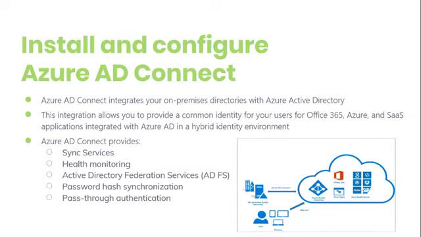Azure AD Connect will integrate your on-premises directory with Azure Active Directory. This allows you to provide a common identity for your users for O365, Azure, and SaaS, software as a service, applications integrated with Azure AD in a hybrid identity environment. Microsoft Azure Active Directory Connect can be downloaded for free. Integrating your on-premises directory with Azure AD makes your users more productive by providing a common identity for accessing both cloud and on-premises resources.